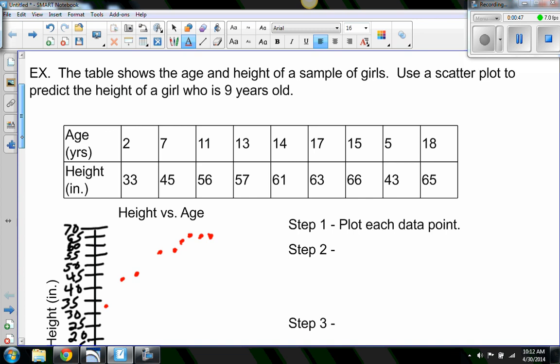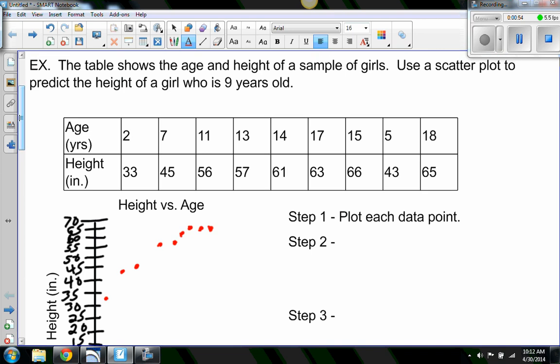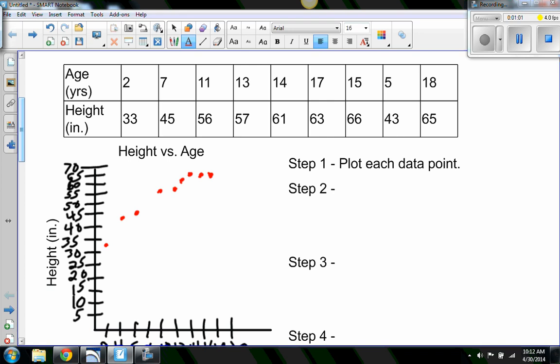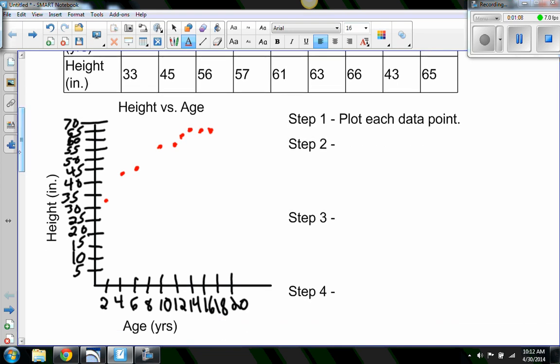For example, here it says the table shows the age and height of a sample of girls. Use a scatter plot to predict the height of a girl who is 9 years old. Well, you can't predict that girl's height until you do your scatter plot. So there is my information, and I use that information to make this scatter plot. I have the points already done here. And then over on the right hand side, I'm going to go through the steps and I'll add a couple things to that graph.